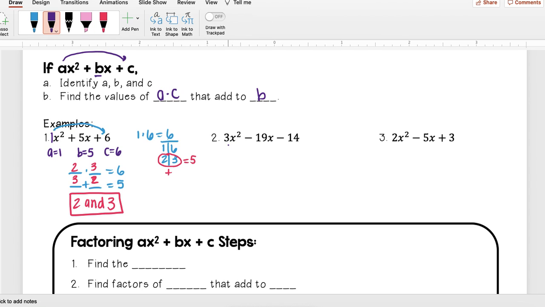Okay, let's try another one. First, I'm going to identify my a, b, and c values. So here, a is equal to 3, b is equal to negative 19, and c is equal to negative 14. So that means I'm looking for two numbers that multiply to equal AC, which is 3 times negative 14, which gets me negative 42. So I want two numbers that multiply to get to negative 42, but then I want them to add to my b value, which is a negative 19.